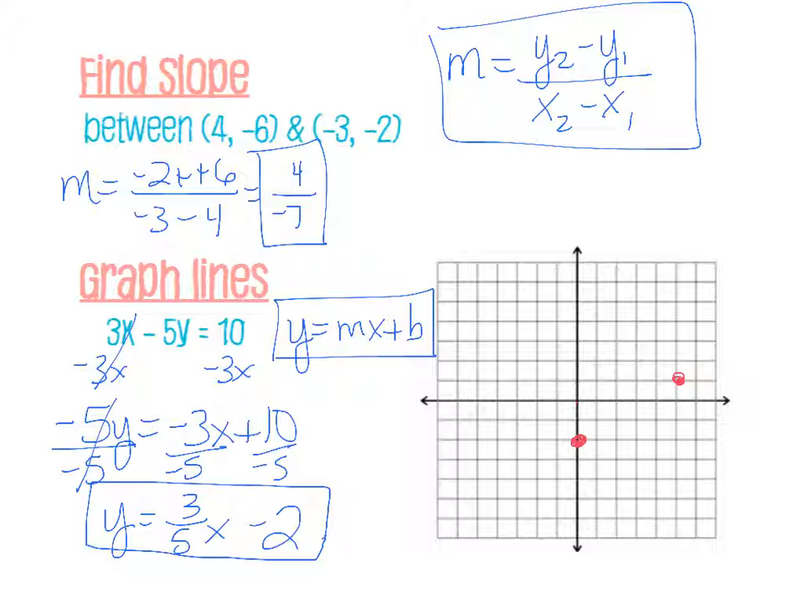Just like you can rise 3 and run 5, you could do both of those negative. You could go down 3 and left 5, and that should still line up. Once you have your points, go ahead and draw your line and put arrows to show that it continues. That's not the only way to graph a line, but probably the one you're most familiar with and the one that uses your slope-intercept form.